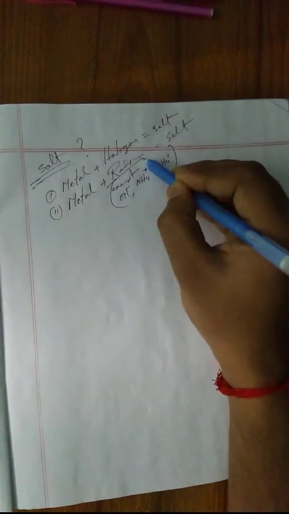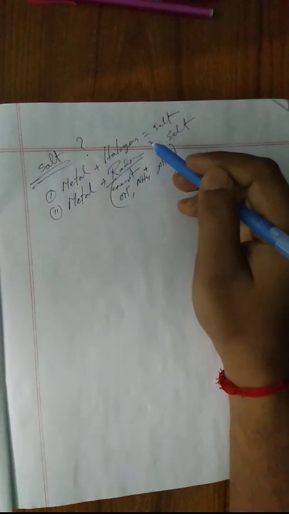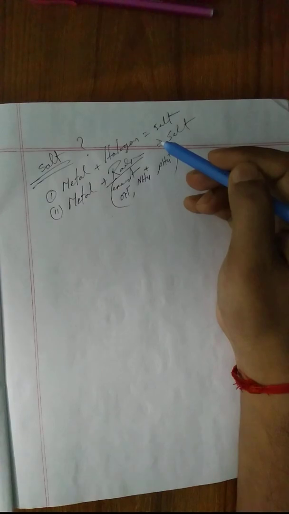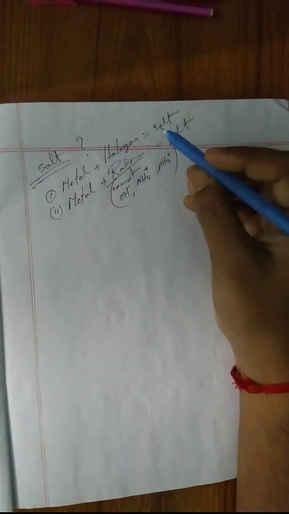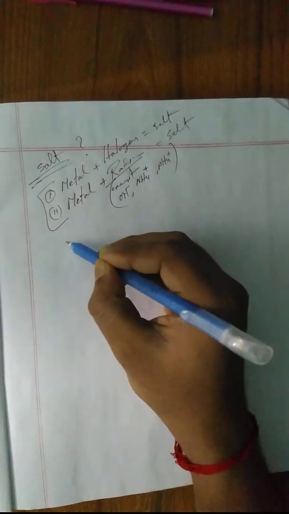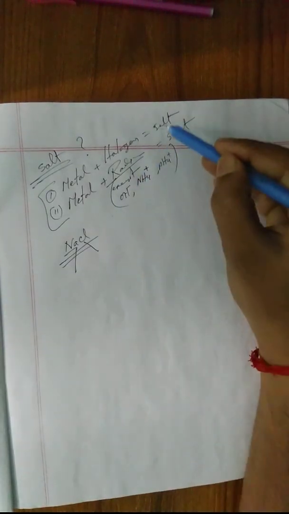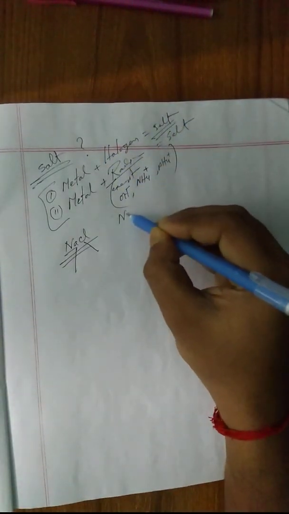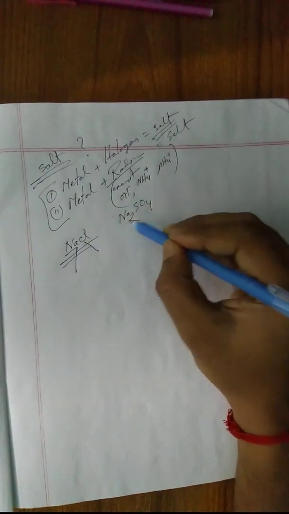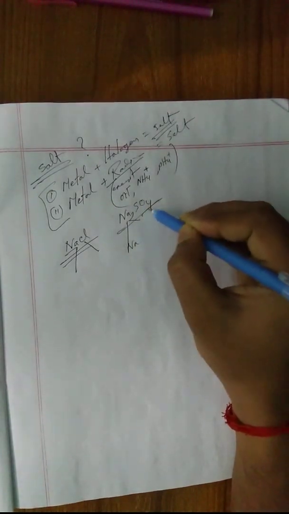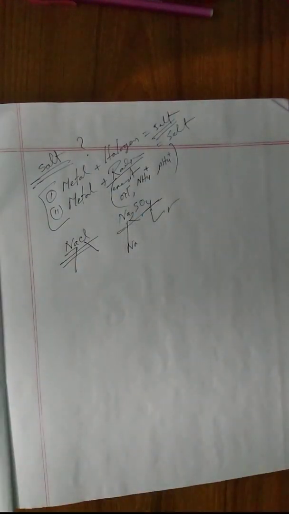That means radical means acid radical, the radical which comes from the acid. So these two rules are used to find out a salt. For example, sodium chloride, this is metal and this is halogen, so this is salt. Na2SO4, this is metal and this is radical. So these are the rules to find out a salt. I think all of you have understood this.